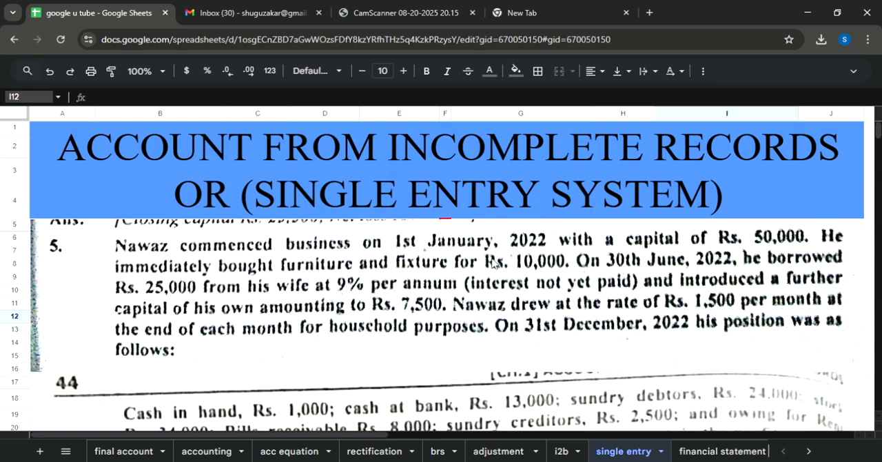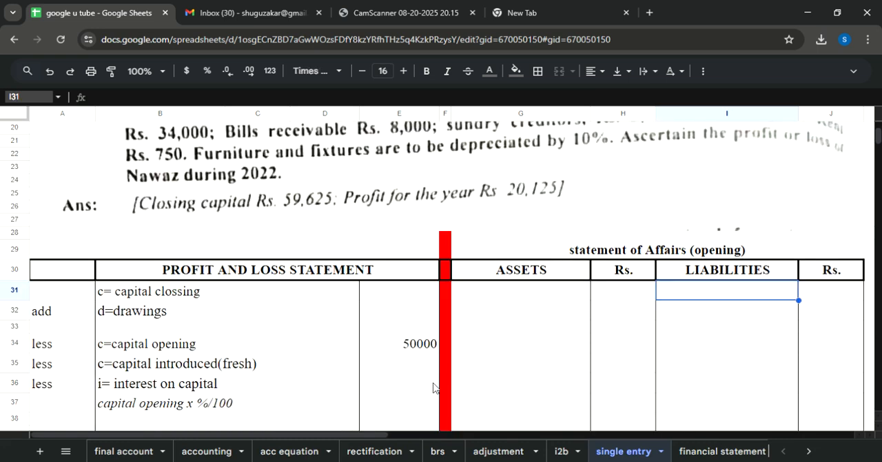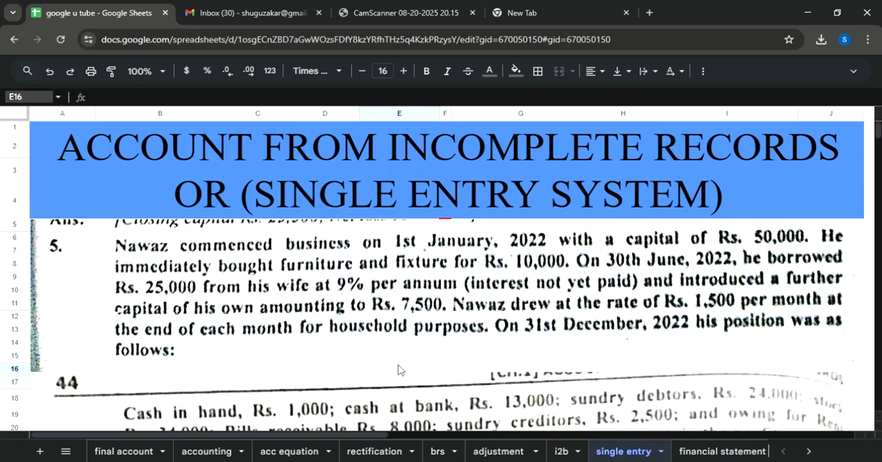Let's go further. He introduced further capital of his own, 7500. Clearly it's fresh capital. You will be writing 7500 over here because it is told further capital 7500.